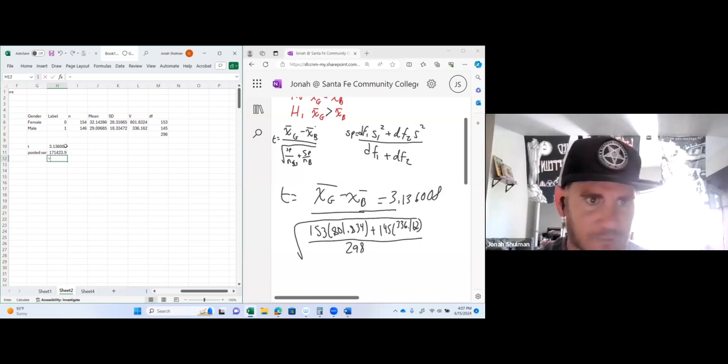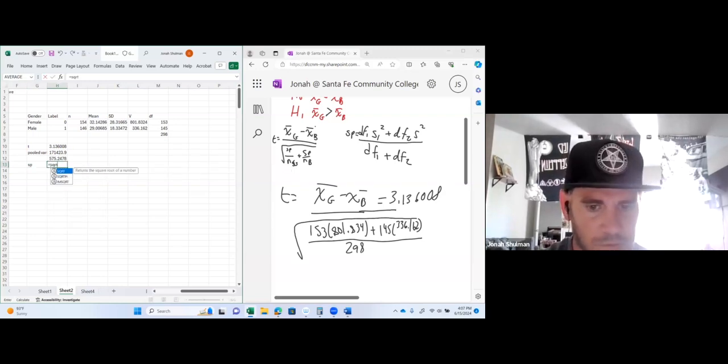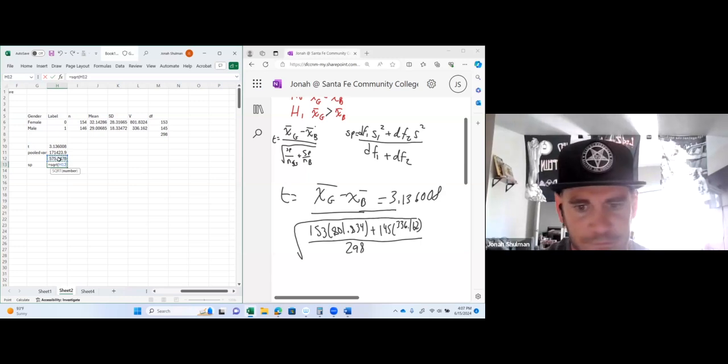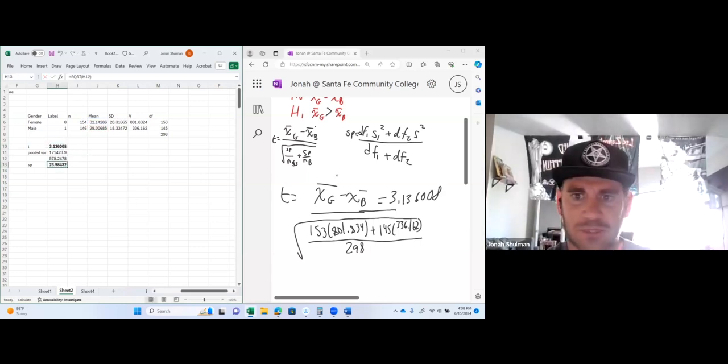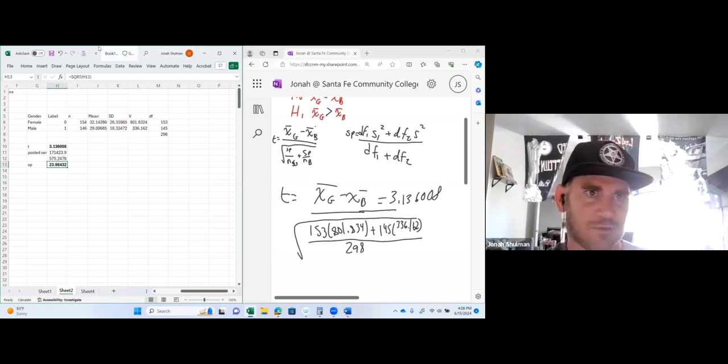And then we have to take this value and divide it by 298. All right, so there's our pooled variance. And then we have to take the square root of that. So all we have to do for this SP is we do equal square root of the one above. So 23.982. I'll bold that one. So that's the top, that's the bottom, but there's the other half of it too.